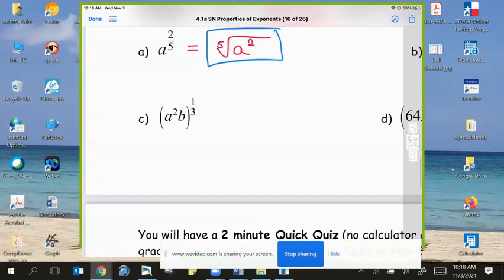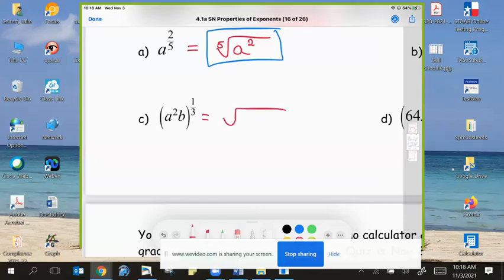On C, you have a squared b to the 1/3 power as a radical. As a radical, that will be the 3rd root of a squared b. Since all the powers under the radical are going to be smaller than that root, this is considered simplified.